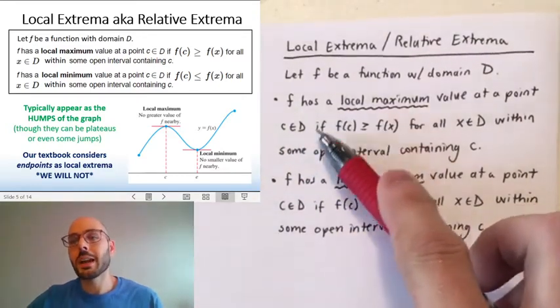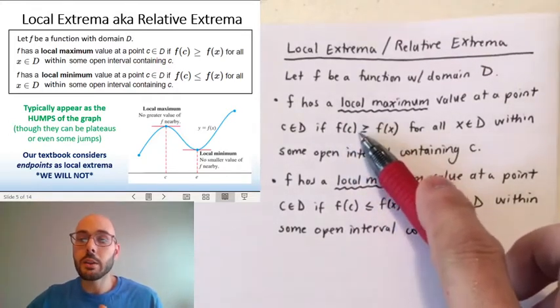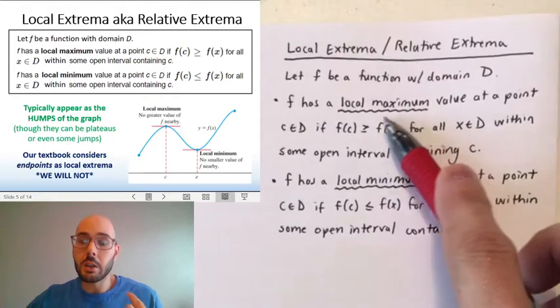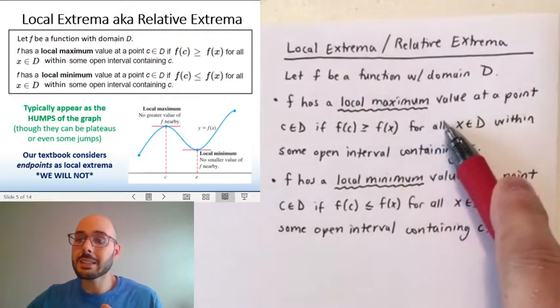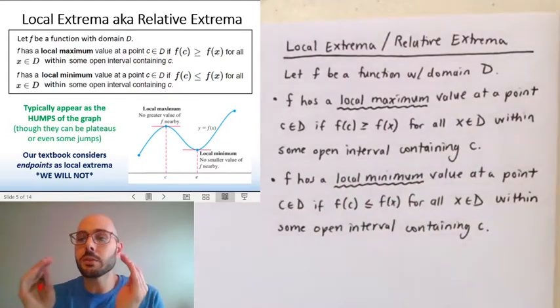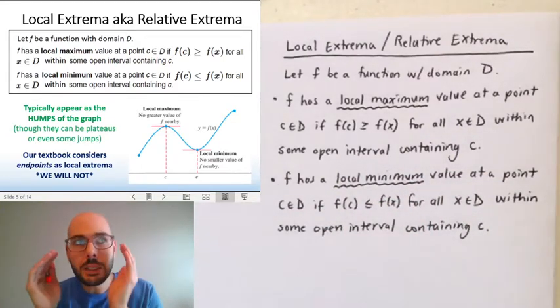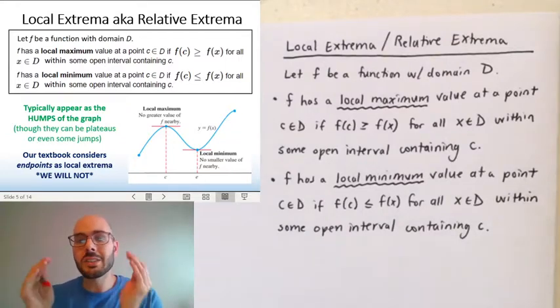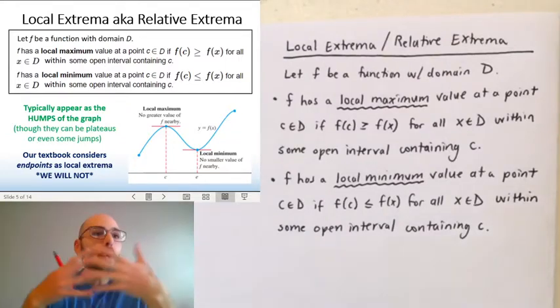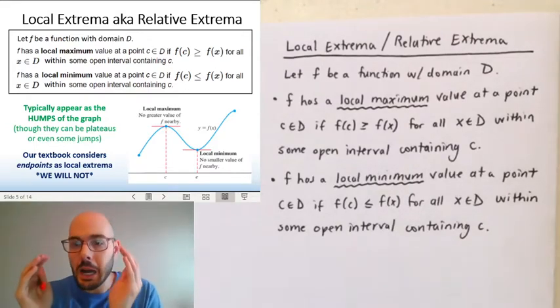That's going to be a local maximum if the y value at C is greater than or equal to the y value for all x's in the domain as long as those x's are within some open interval containing C. So that means we're really only looking nearby that point. Remember, that's what local means. It's just nearby. It doesn't have to be globally the biggest or highest y value on the entire graph. It just has to be nearby. So that's what that means.